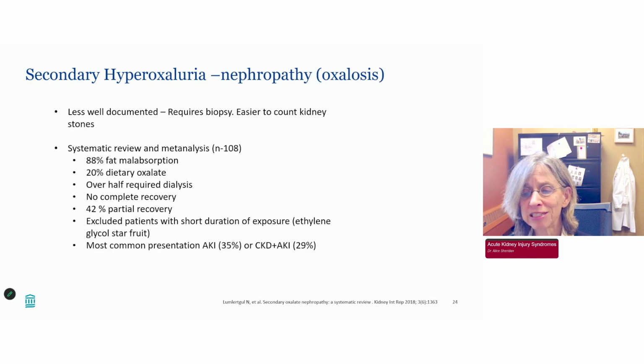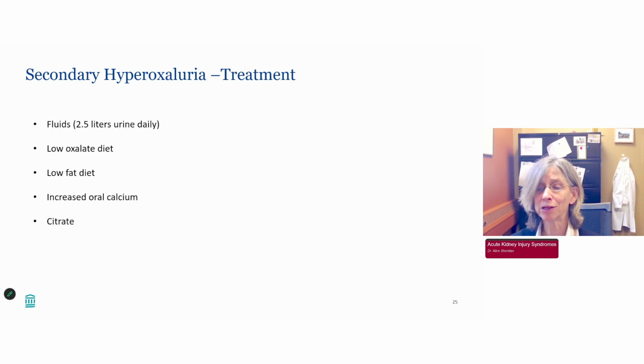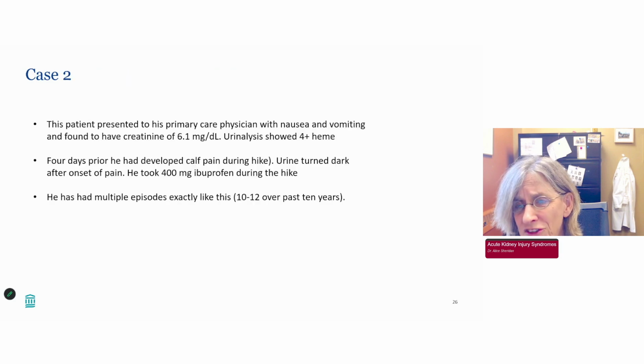I won't go through this. A systematic review of oxalosis showed 88% had the risk factor of fat malabsorption. How do you treat it? Well, I can defer to Gary Curhan's talk. You treat the way you would oxalate stones. Fluid, 2.5 liters of urine daily, if not 3. A low oxalate diet, a low fat diet, increased oral calcium, and probably citrate, although there are no data published to support this in oxalosis.